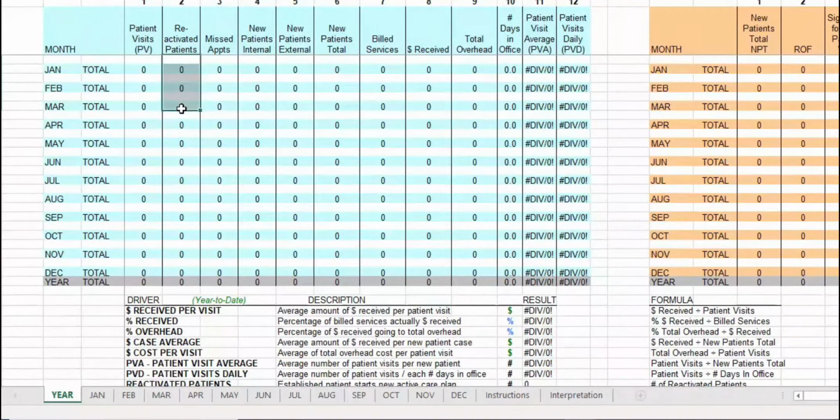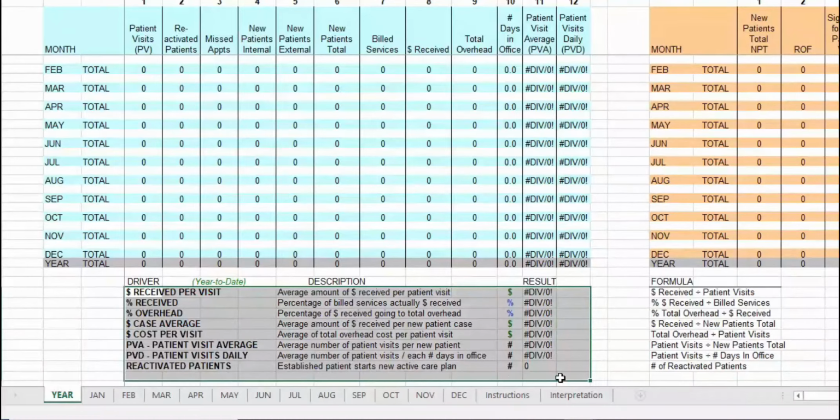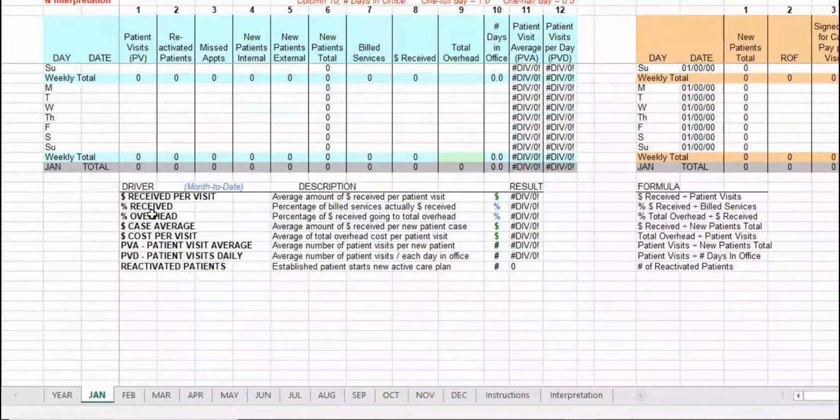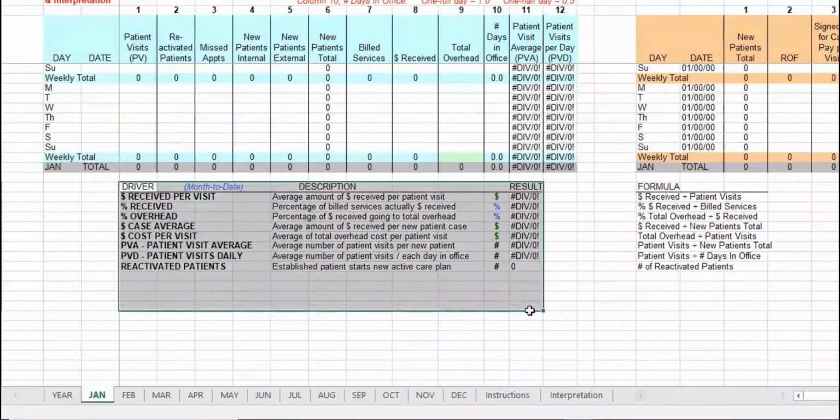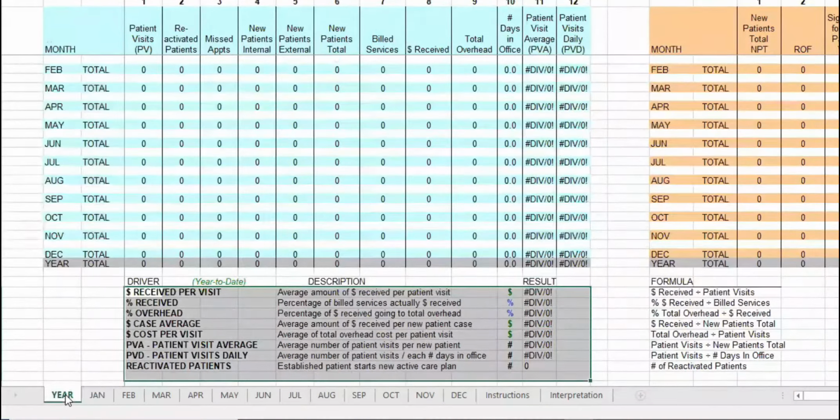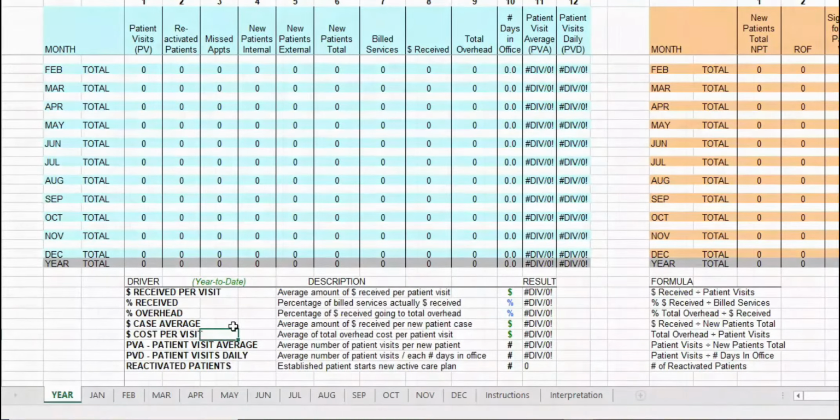What if you want to increase your reactivations because you've been using scare tactics and nobody is coming back to see you? Obviously those give us these numbers down here, and we want to watch these grow over time. Again, on each month tab, if we go back to January, this will show us all of these numbers for the month. And if we go back to the year tab, they'll show us all the numbers for the entire year. So it really gives you great information.